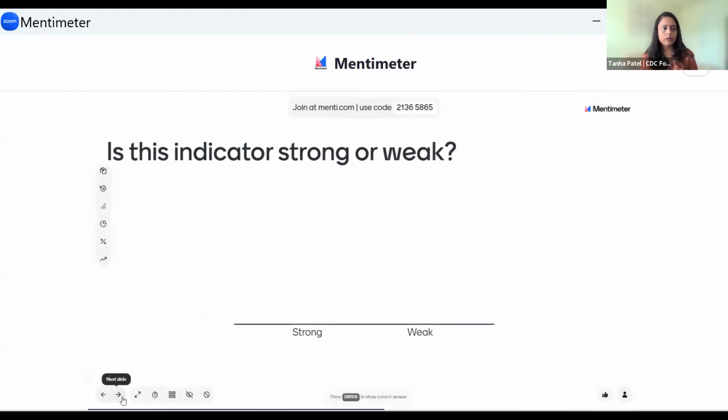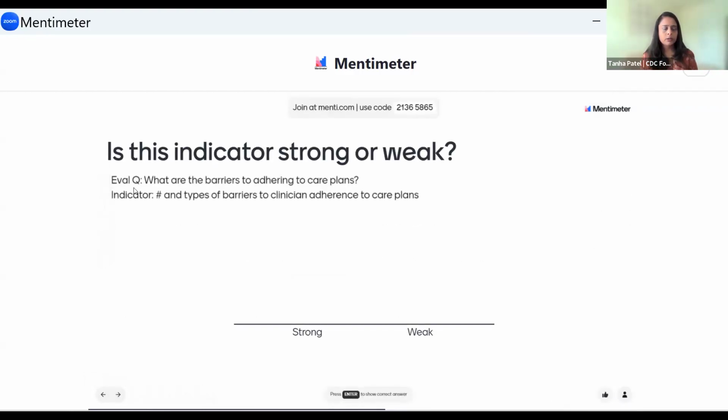Next indicator. I think we have one or two more. Okay, for this one, now let's look at a different evaluation question altogether. So the question now is, what are the barriers to adhering to care plans? Do you think number and types of barriers to clinician adherence to care plans is a strong or a weak indicator?